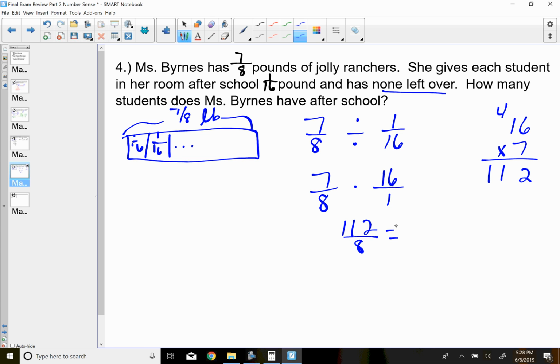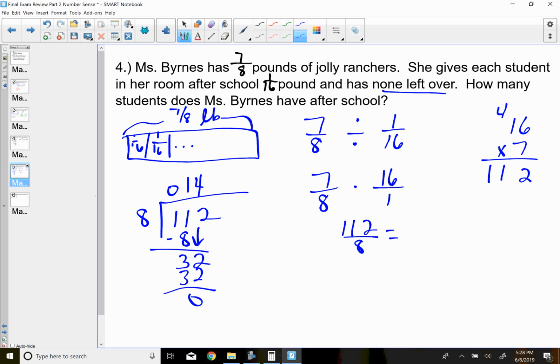So to answer this piece, I'm going to have to do some long division here, top and inside the box. 8 won't go into 1, but it'll go into 11 once. 11 take away 8 is worth 3. And 8 will go into 32 4 times exactly. So I would get 14 here. So it looks like she had 14 students after school.